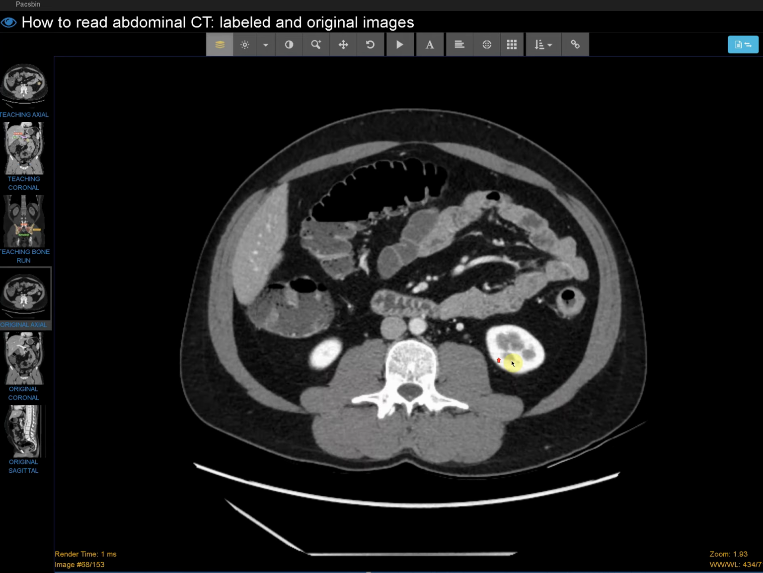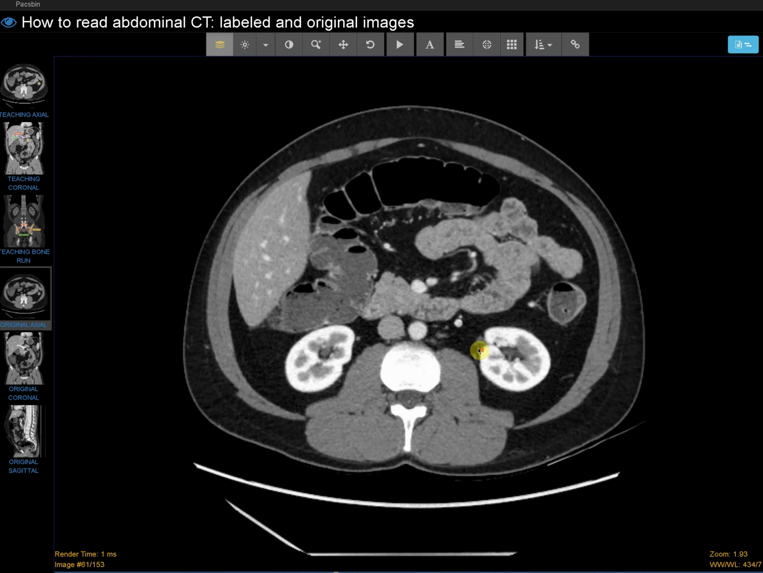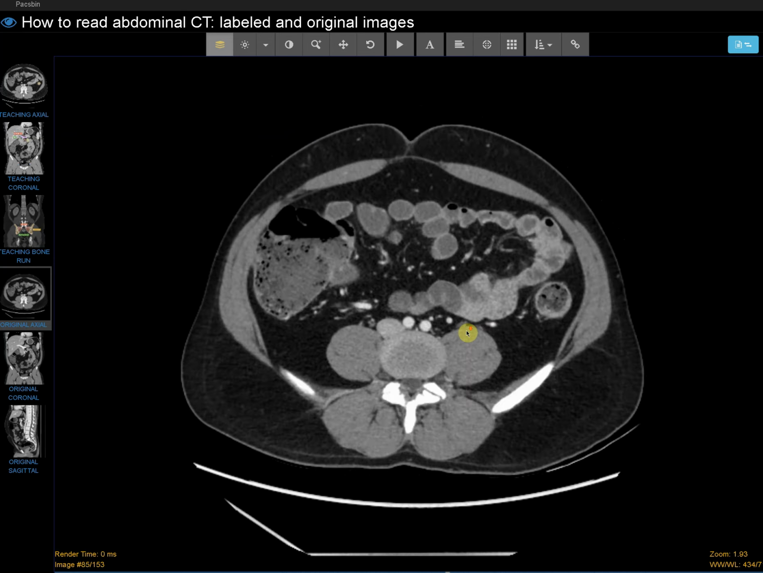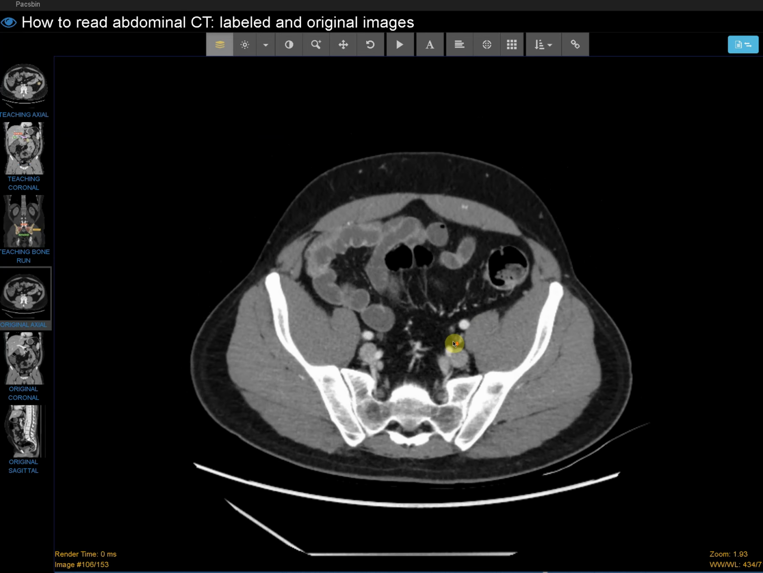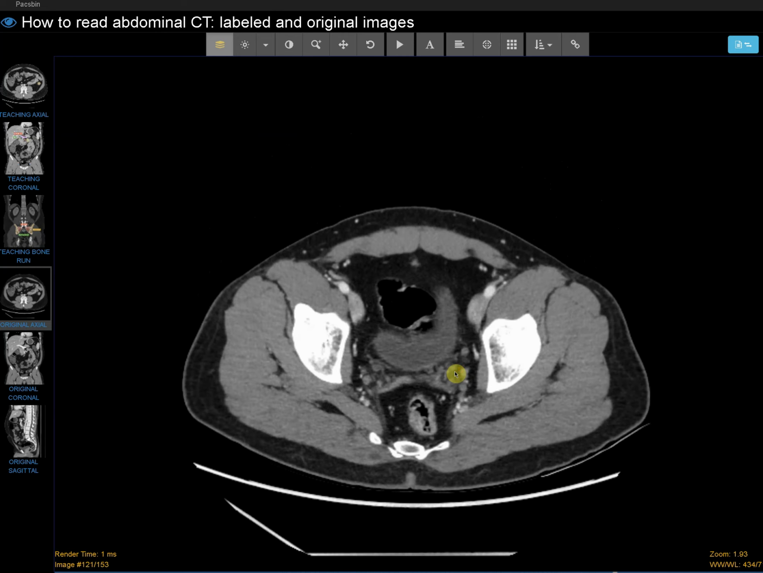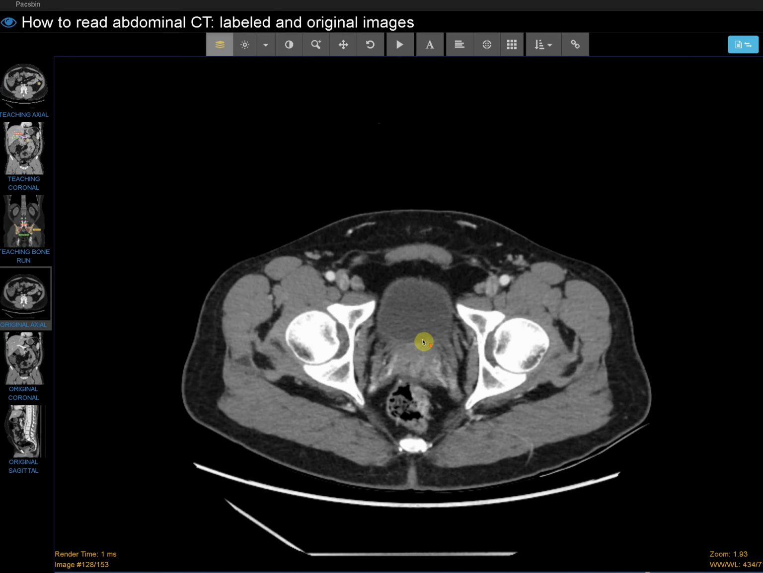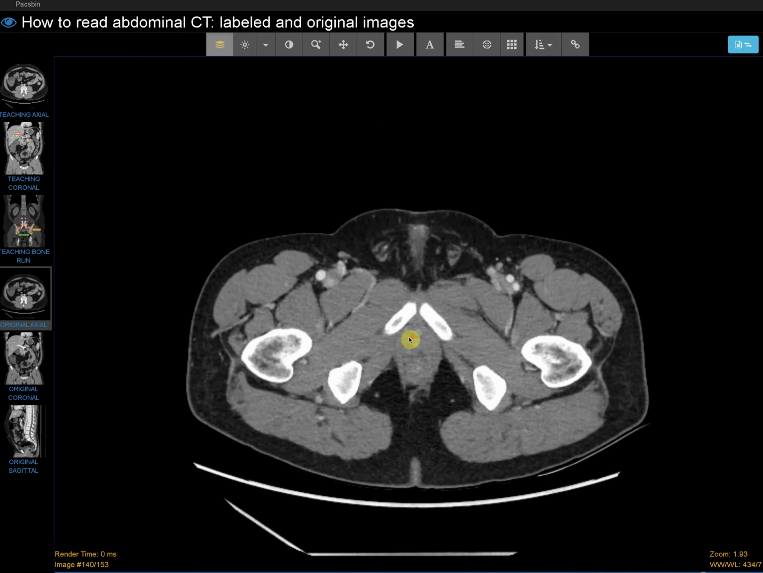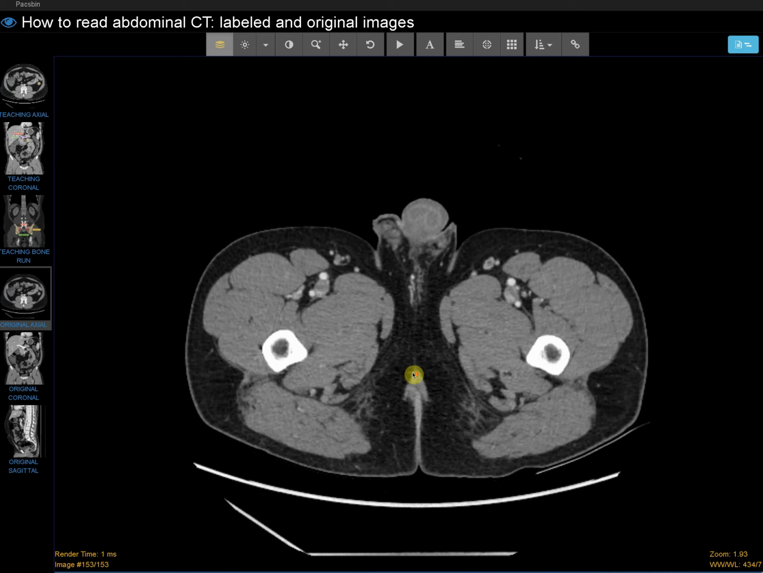We'll do the same thing on the left side. Here's our left ureter. We follow it down more. It's here, and we're following it down, and there it goes into the bladder. That's our urinary bladder. That's the prostate. As we go down more, we see the penis. And then after that, let's look at our bowel.